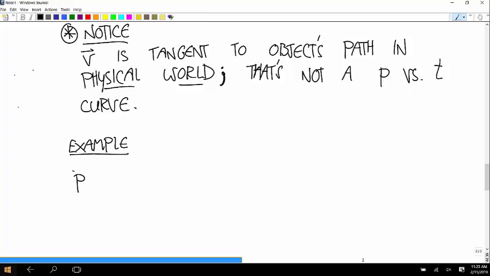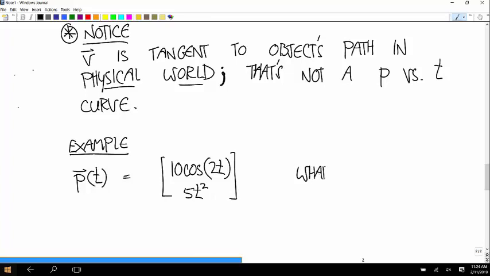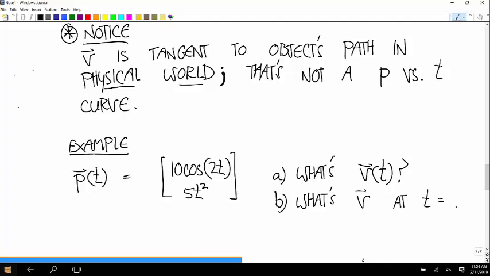Okay, so let's say that the position vector as a function of time is equal to 10 times the cosine of the quantity 2t, and then the y component is 5t squared. Let's figure out the velocity vector as a function of time, and then what's the velocity vector at the instant when time is equal to 1.